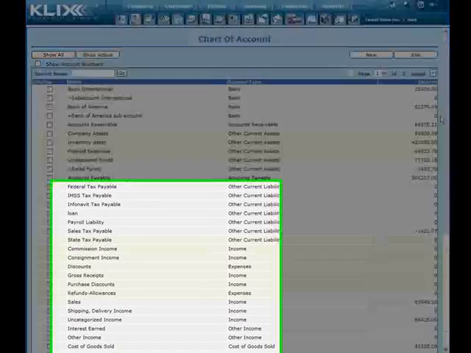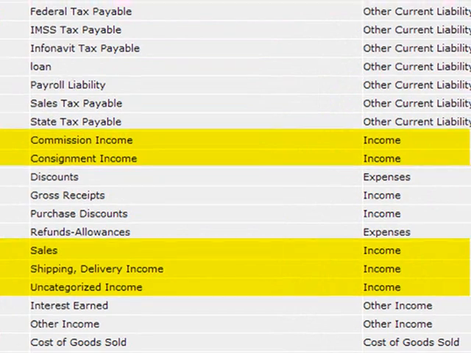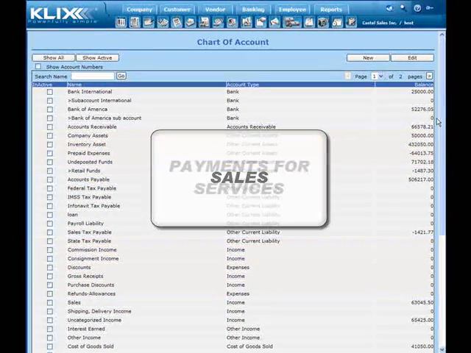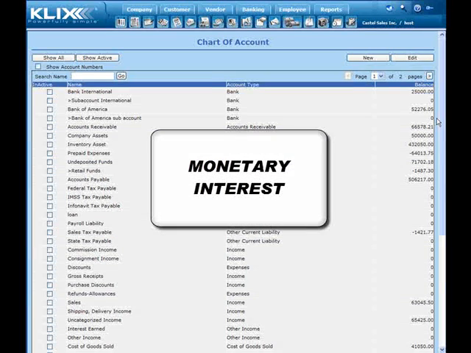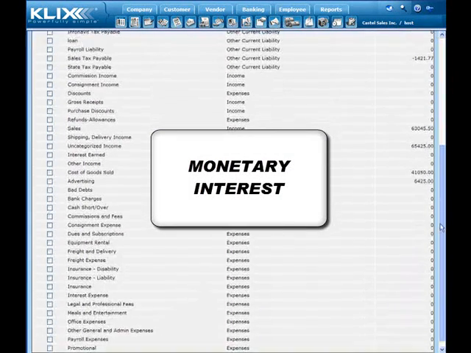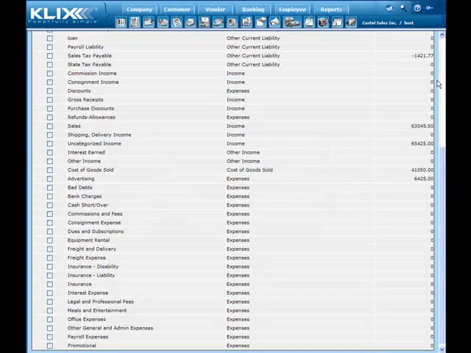You also can open an income account. Income is any form of payment that your business brings in. A sale is an income. Payments received for services rendered is also an income. Monetary interest we charge, paid by our customers, is an income. The discounts given to us by our vendors will eventually become a form of income, since it's an increase in profit.